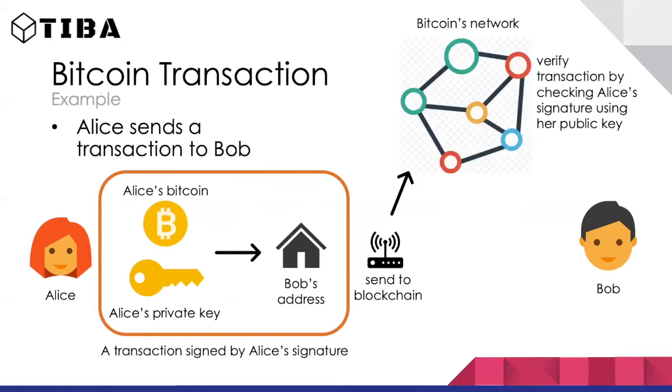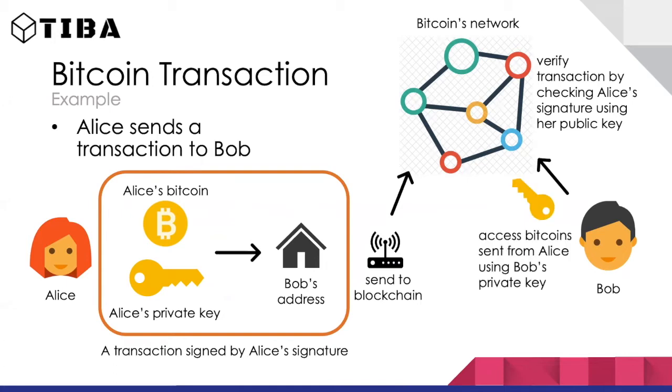And here's the Bitcoin network that we'll get into in a moment, but the main purpose is basically to verify the transaction is in fact from Alice and that she has the Bitcoin that she claimed to have. And now after that is verified, Bob can go ahead and access the Bitcoin sent from Alice by using Bob's own private key.